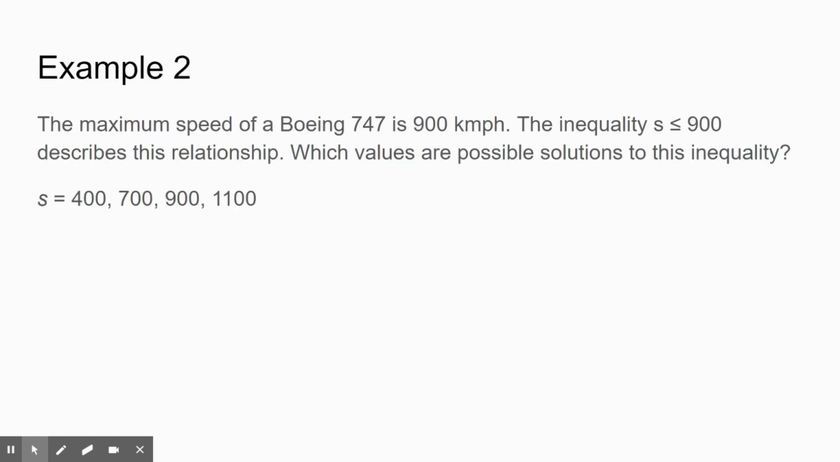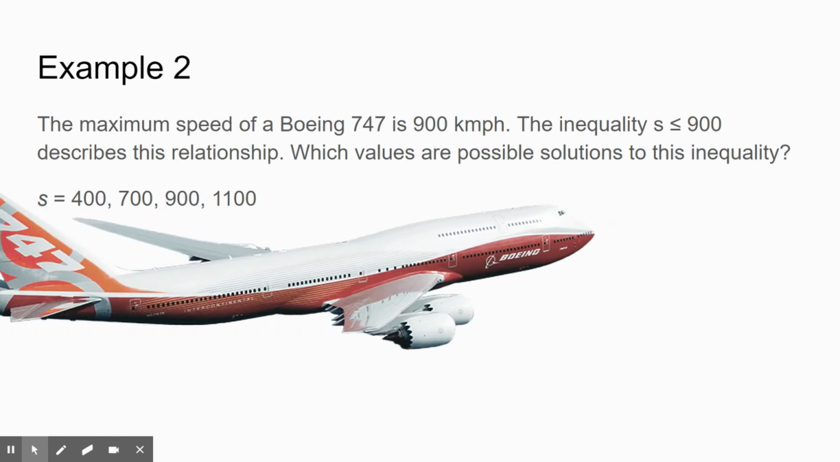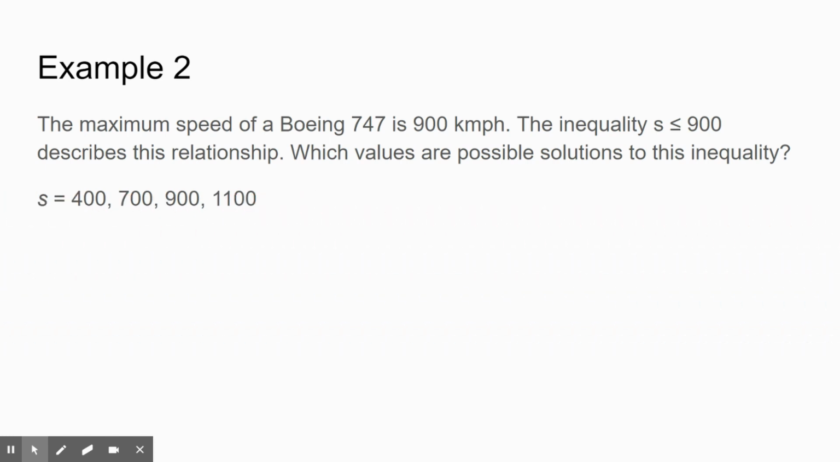Alright, so let's look at our second example here. This is more of an example of solving an inequality. The maximum speed of a Boeing 747 is 900 kilometers per hour. The inequality S is less than or equal to 900 describes this relationship. So it's saying anything that is 900 or less can be a speed.